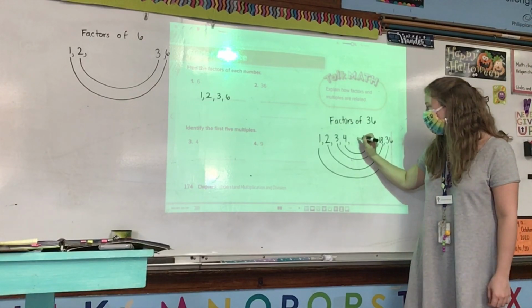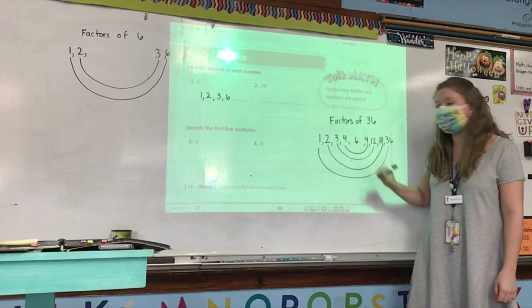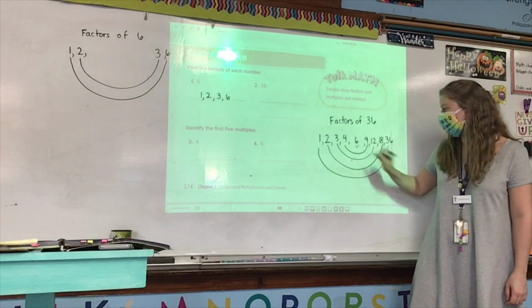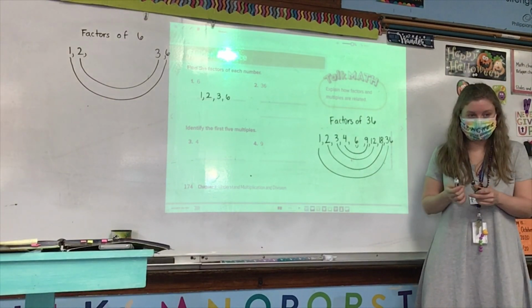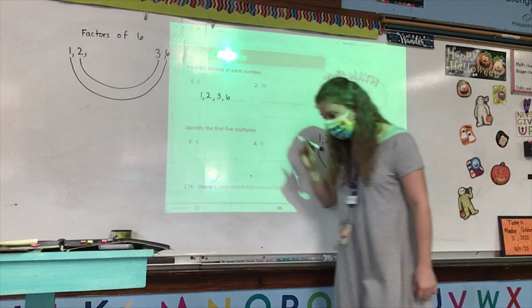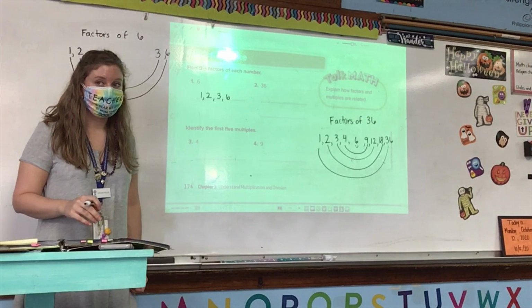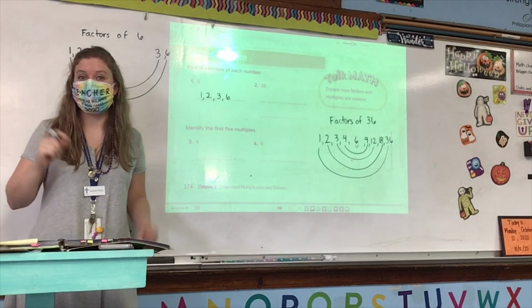So is 6 a factor of 36? Yes. What do we multiply 6 by to get 36? 6. So our rainbow has met. Use these factor rainbows, but the factor rainbows won't help if you don't know your basic facts. This is why we're going to start with drills again tomorrow.